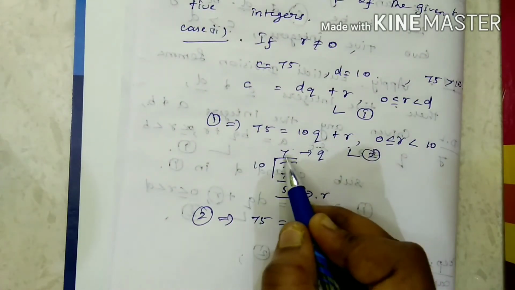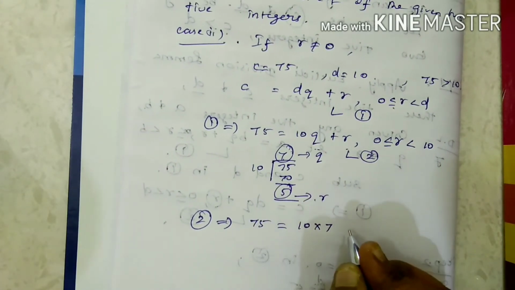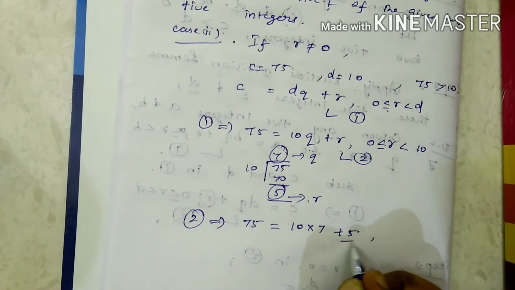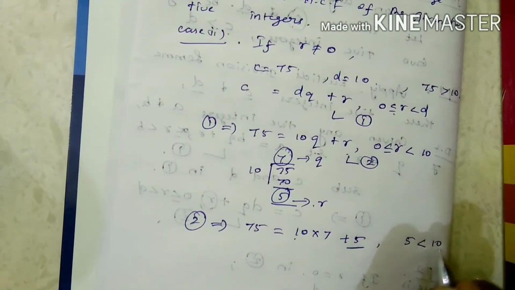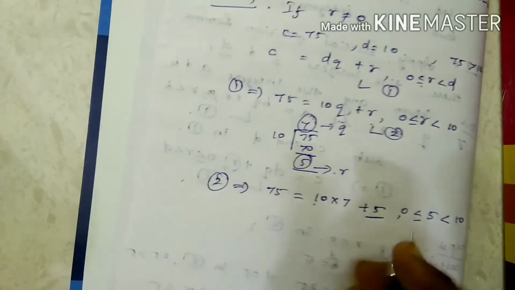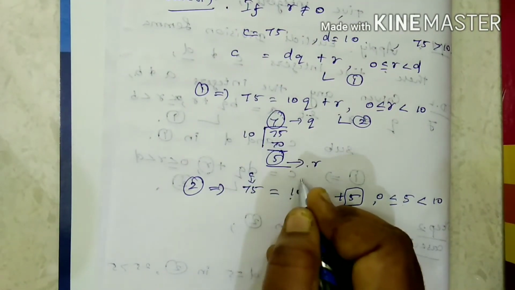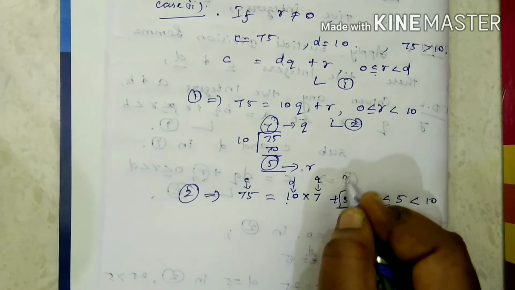Instead of Q we are substituting this value 7, and instead of R we are substituting 5 plus 5, where R is 5. 5 is less than D, which is 10, and it should be greater than or equal to 0. The condition is also satisfied. Okay, this is the value of C, this is the value of D, and Q is 7 and R is 5.